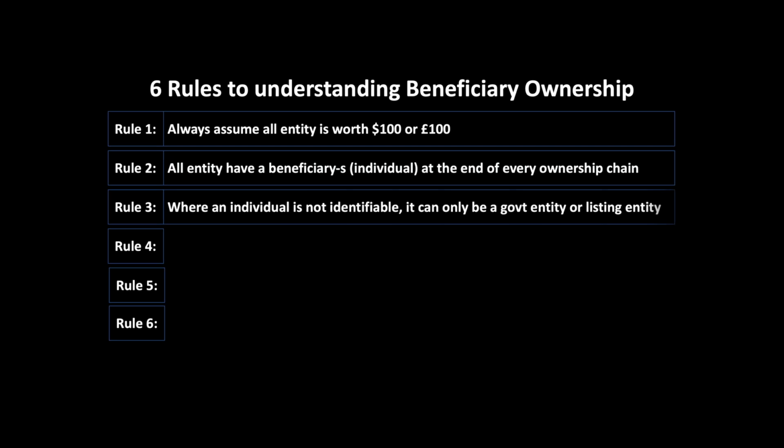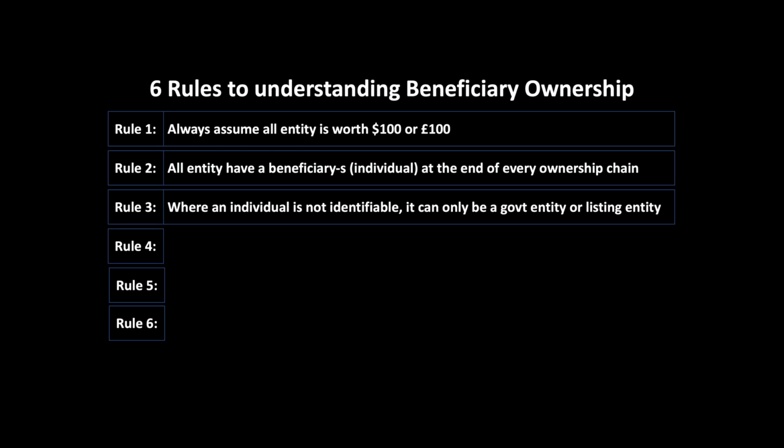Now, rule number 3, where an individual is not identifiable, it can only be a government entity or a listed entity. Now, what this means is, if for some reason we find out that no individual is behind the entity that we're trying to understand who owns, the only reason for you to stop drilling further is when you find out that a government owns it, because then you can't drill down the government because no one owns a government.